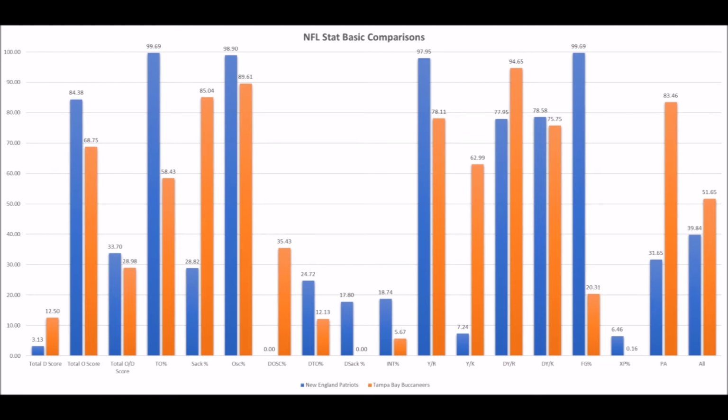Again, the total O score is basically how many first downs you create as an offense, whether you're talking pass or run. And then the total D score is the amount of first downs that you don't allow as a defense overall, in terms of various downs and distances. So overall, it's a very offensive-driven team for both of these football teams.